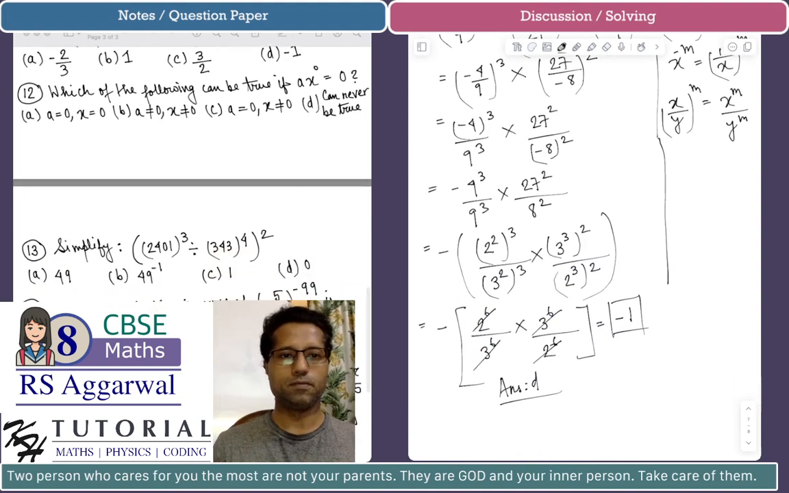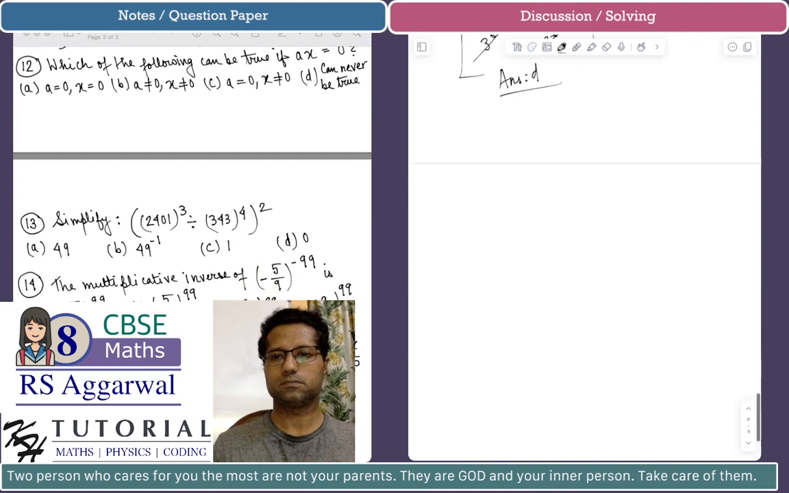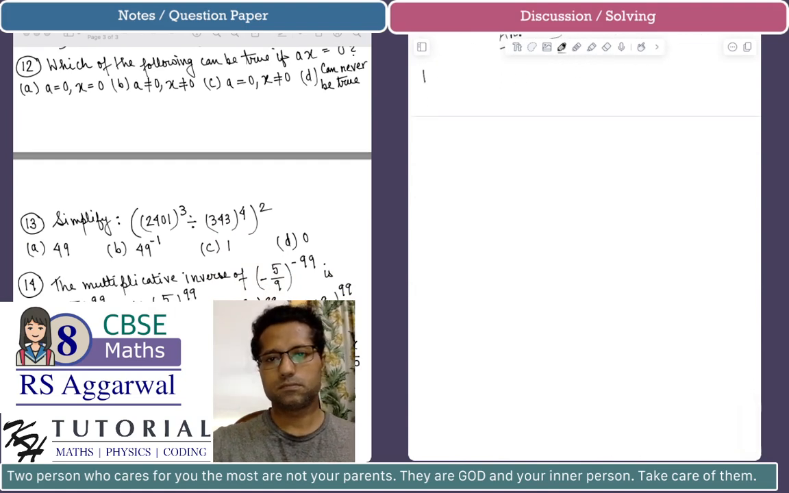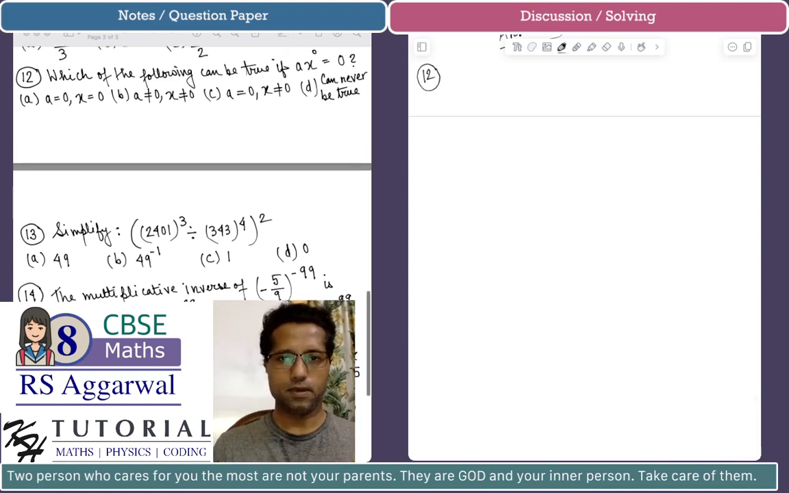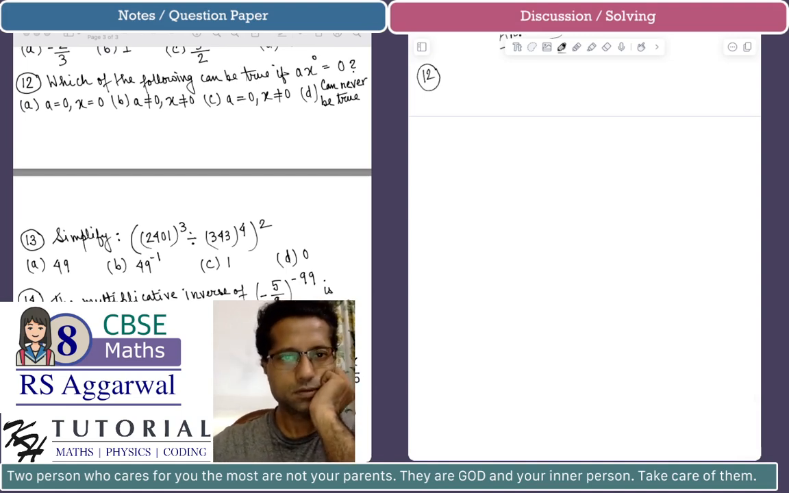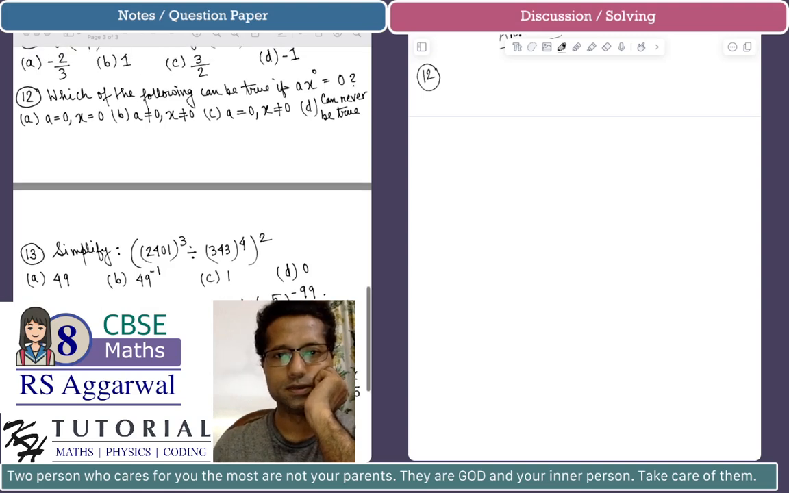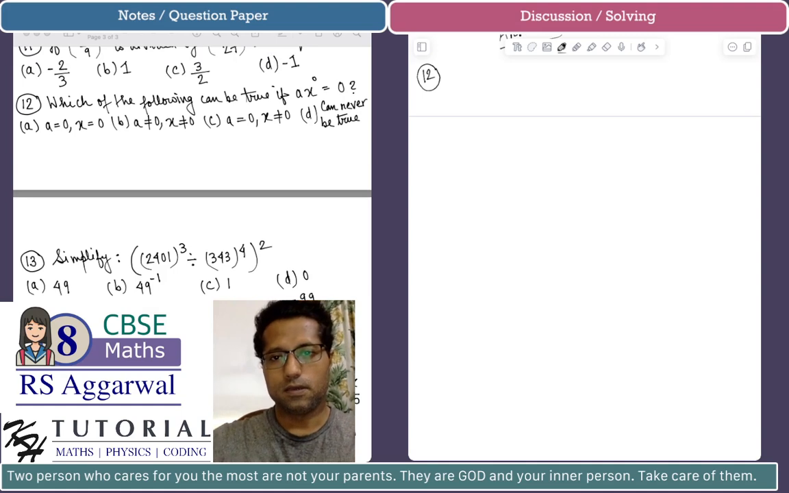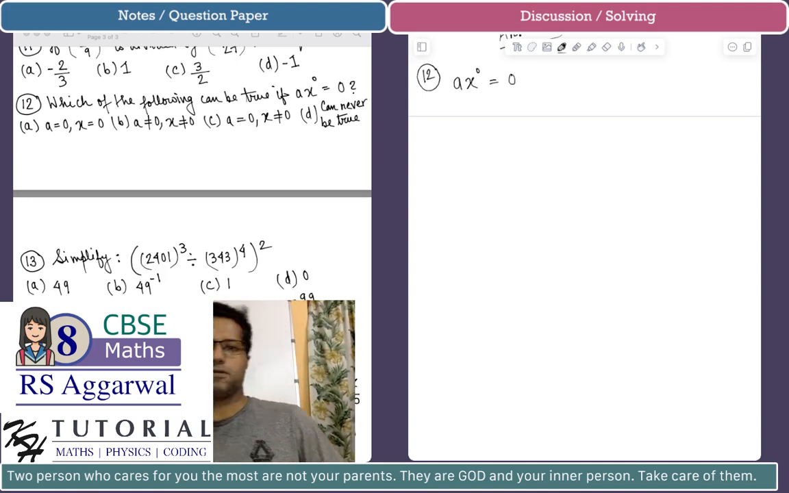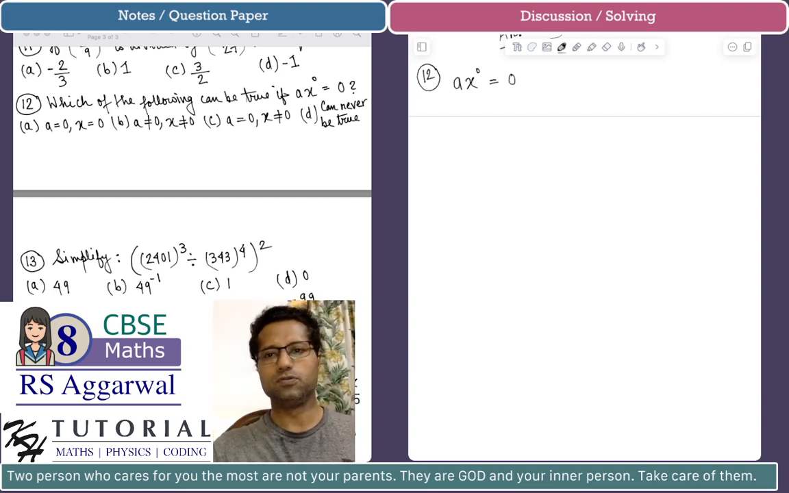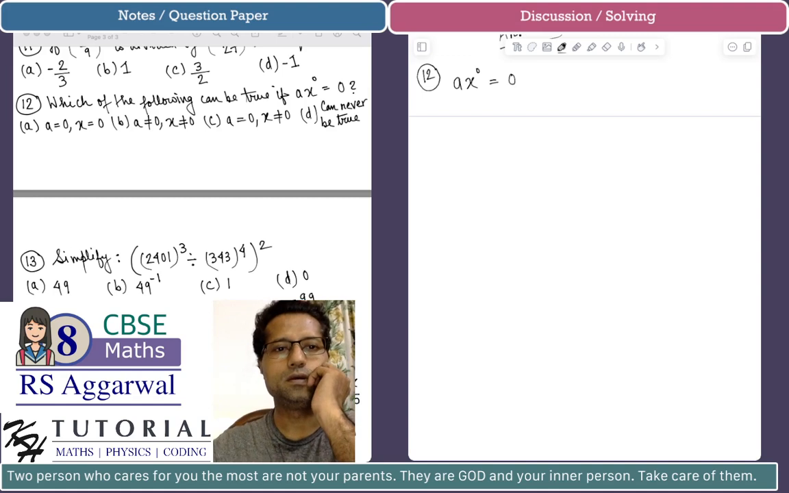Okay, let's do problem number 12. Which of the following can be true if ax equals 0? Oh, sorry, it is a x to the power 0 is equal to 0. This equation is given. A must be some constant. x raised to the power 0 is equal to 0. If this is true, then which choices can be true?